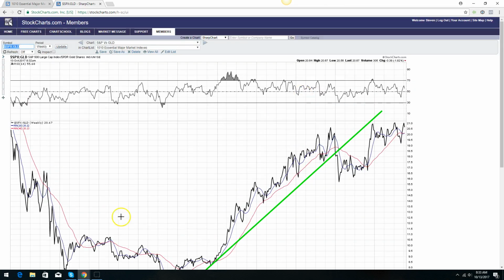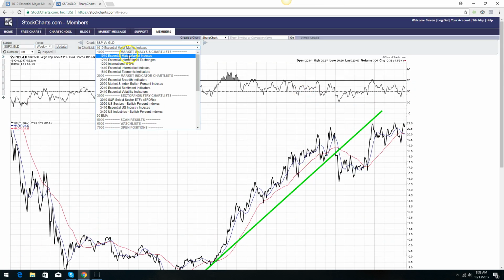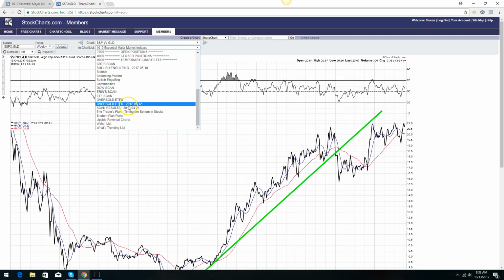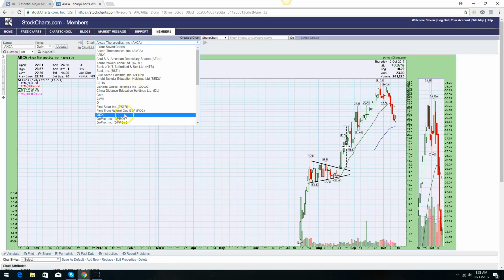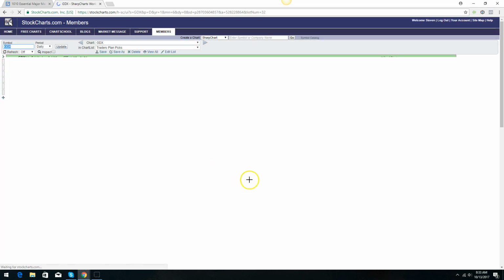So let me go look at a chart of gold. Okay, let me go over to another chart. So we're going to look at the price of gold. Let me pull up another chart list. Man, I've got so many of them. Look at a lot of stuff.